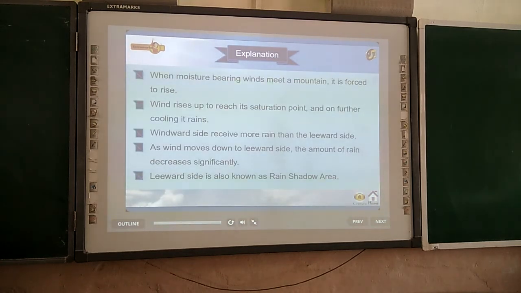When the moisture-bearing winds meet a mountain, it is forced to rise. Wind rises up to reach its saturation point, and on further cooling, it rains. The windward sides of the mountains receive more rain than the leeward side. As wind moves down to the leeward side, the amount of rain decreases significantly. Leeward side is also known as the rain shadow area.